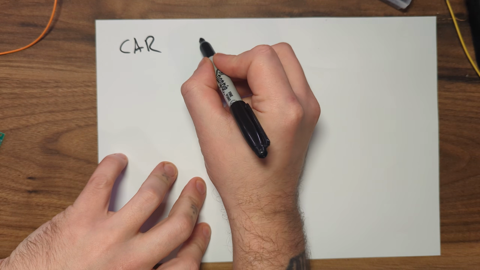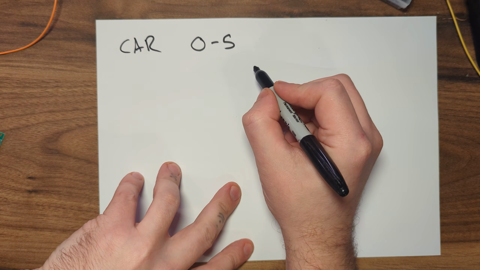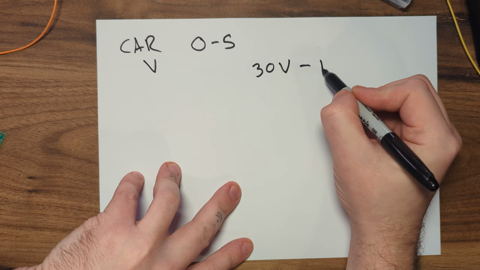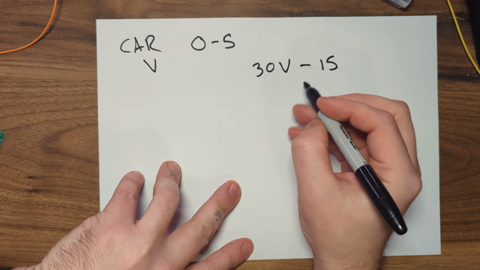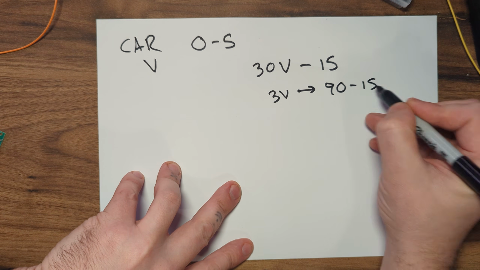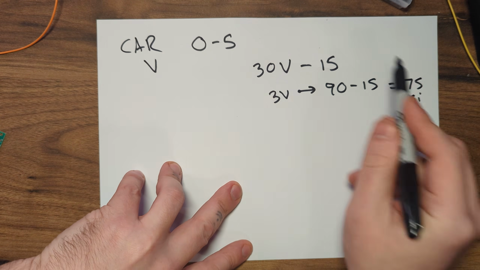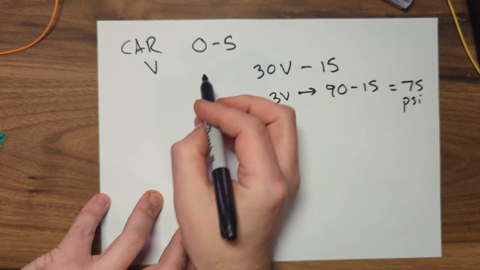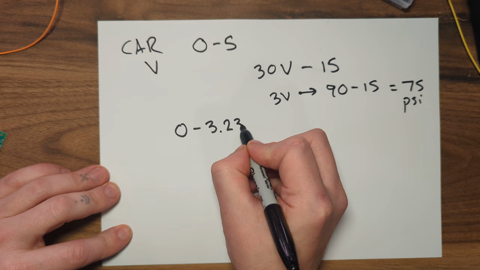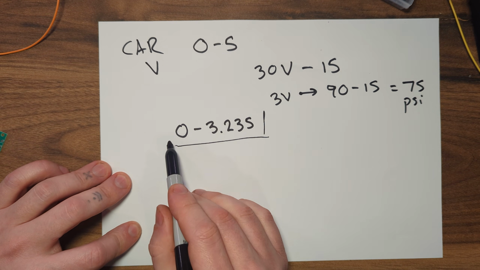So the car's voltage is 0 to 5. And to go from that to PSI, we do 30 times car voltage, so just car V, 30 times V minus 15. So if we've got the value of 3 volts, it becomes 90 minus 15, which is equal to 75. So 3 volts is 75 PSI. And this is how the car calculates it. But we're not going from 0 to 5. We're going from 0 to 3.235.